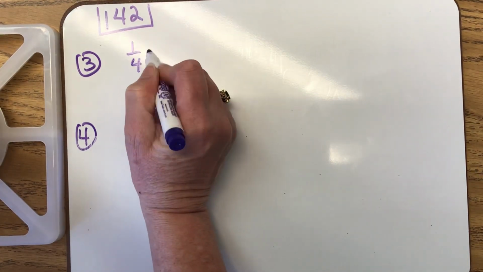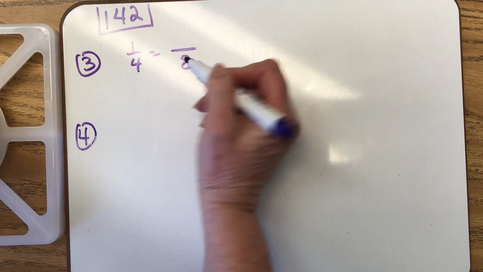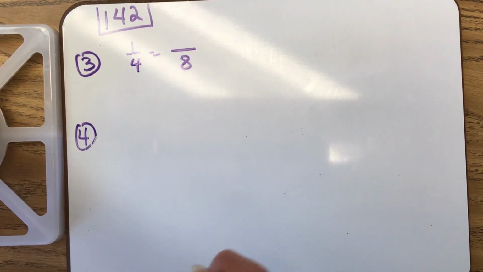Hello again, fourth grade. We're going to do more with equivalent fractions. I'm going to do a few examples from page 142 in your workbook. We're going to start with problem number 3, which says 1/4 is equivalent to how many eighths? And you have to find the numerator that goes there.